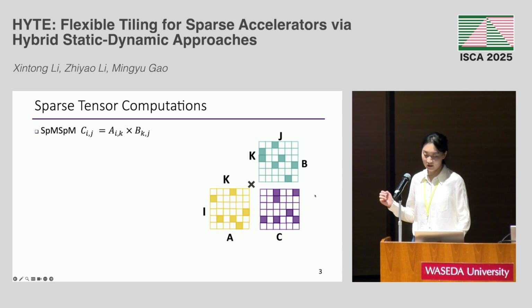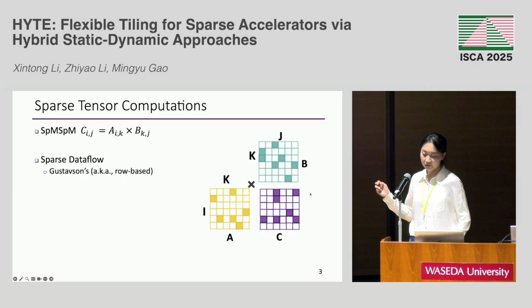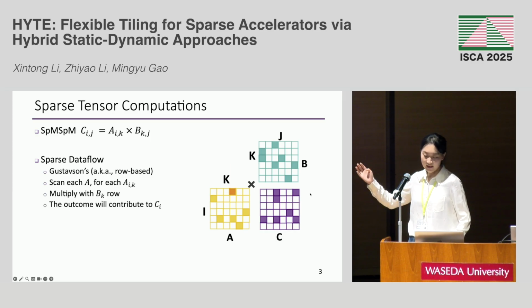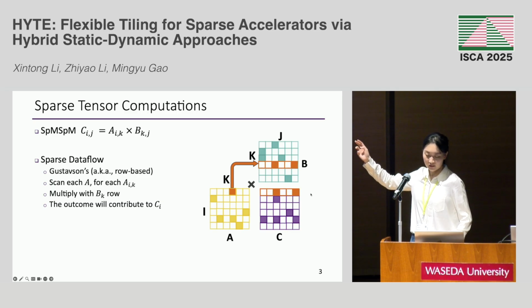This talk focuses on sparse tensor multiplication, SpMSpM. We denote A_IK and B_KJ as the input tensors and C_IJ as the output tensor. Different dataflows can be applied. A widely used example is the Gustavson dataflow, or row-based. It scans non-zero elements A_IK in the tensor, then uses the column index K to fetch a corresponding row of tensor B, multiplies them, and accumulates the result into the row I of tensor C.